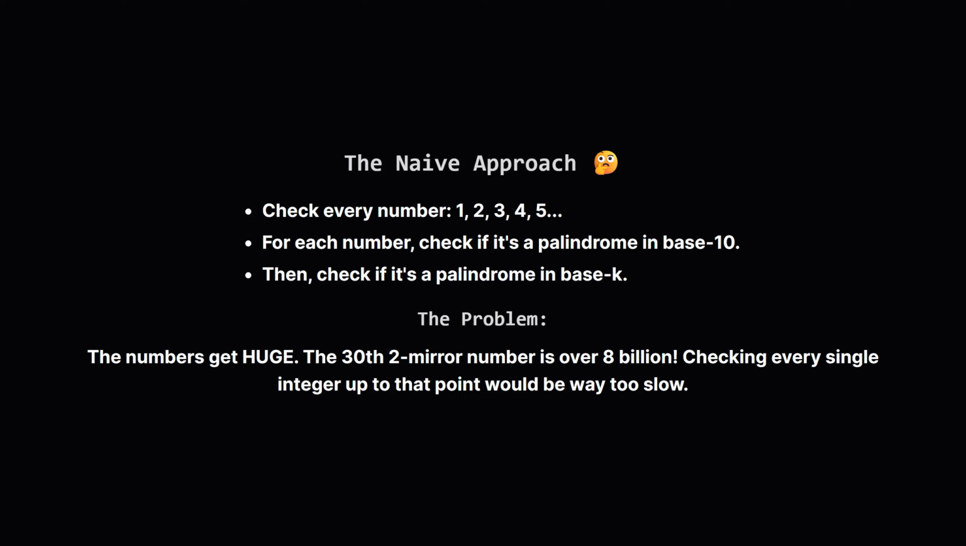That little exercise of checking 1, 2, 3, that's the brute force approach. And it works for small examples, but it has a massive problem. The k-mirror numbers get very spread out very quickly. As the slide says, if we needed to find 30 of them, the last one is a gigantic number in the billions. Trying to loop from 1 all the way up to 8 billion would take, well, way too long. Our program would time out for sure. We need a much smarter way to search.